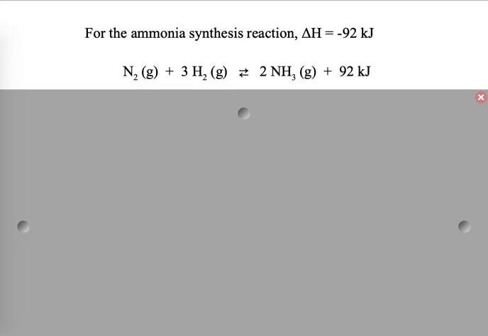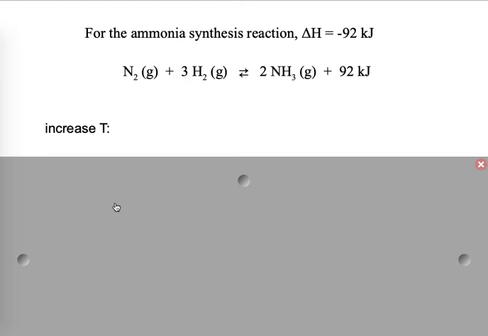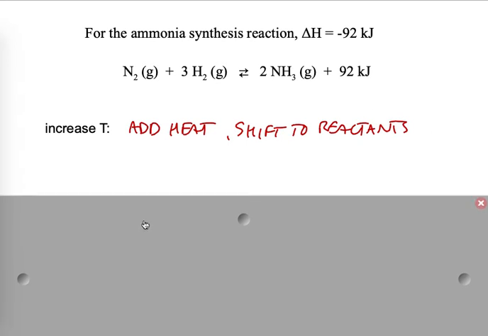Delta H is negative 92 kilojoules, which means we are going to write the equation as 1 mole of nitrogen gas plus 3 moles of hydrogen gas are in equilibrium with 2 moles of ammonia gas and 92 kilojoules of heat energy as the other product. So if we increase the temperature, we add heat energy. That's a product, so that means in order to minimize the effect of that stress of excess heat energy, it is going to shift to reactants in order to use up that excess heat energy.